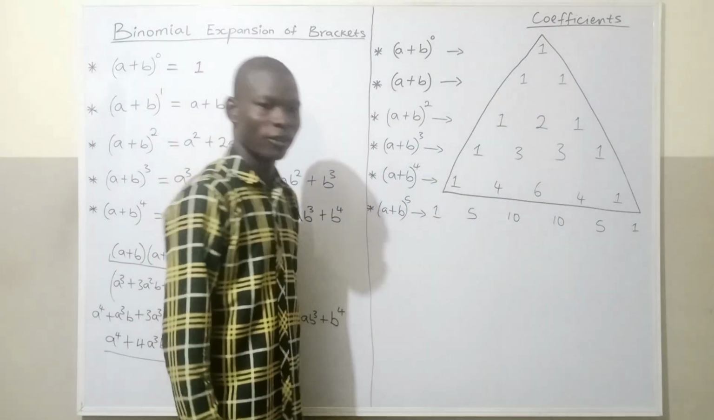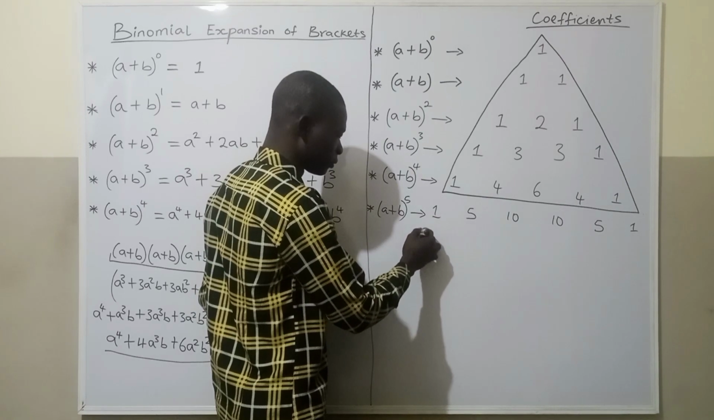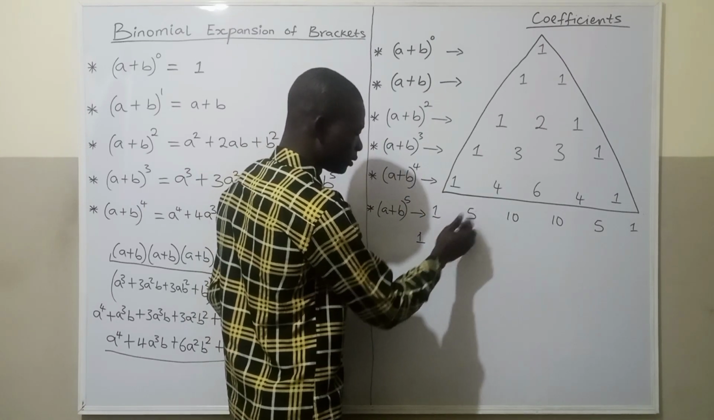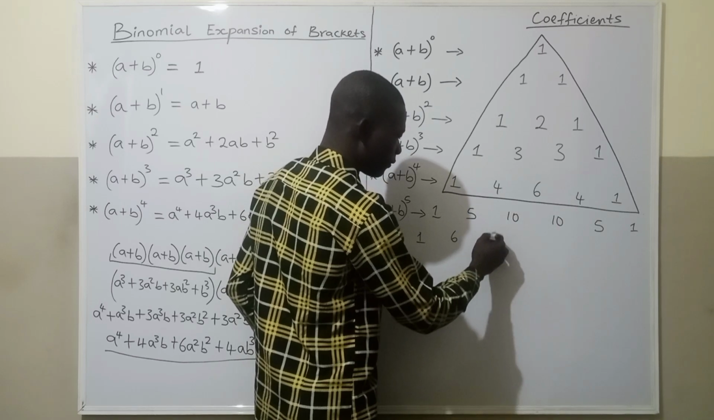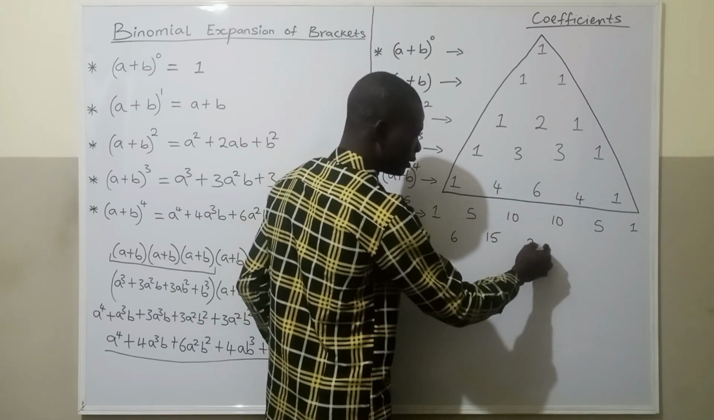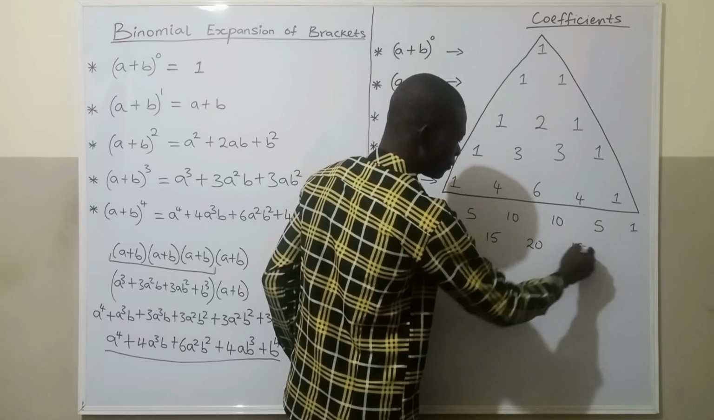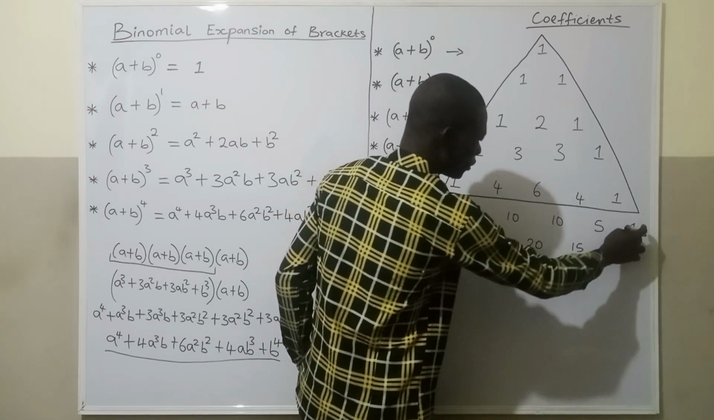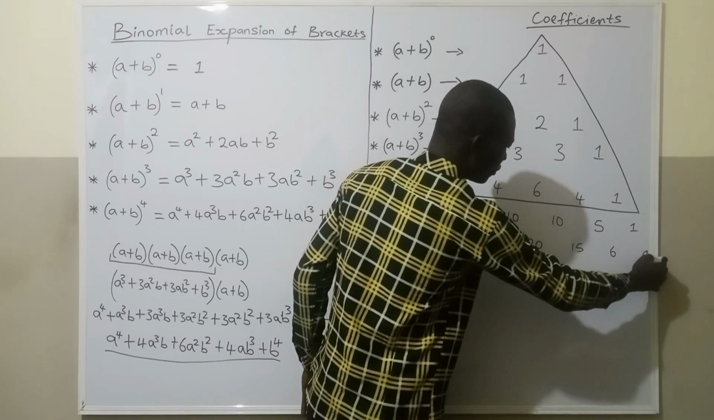So what's going to be the one to the sixth power? We are going to have 1, plus 5, 6, 5 plus 10, 15, 10 plus 10, 20, 10 plus 5, 15, 5 plus 1, 6, and then finally 1 also.